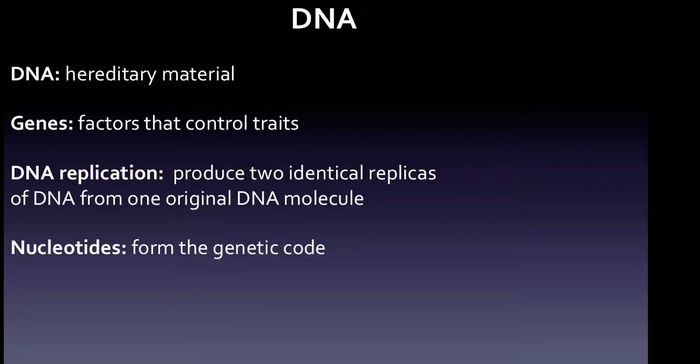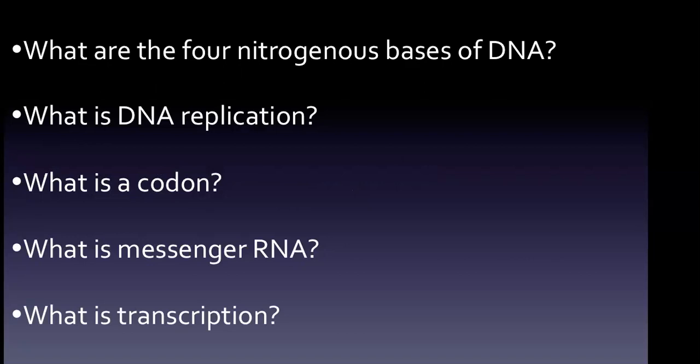All right, let's go back to our first screen here for DNA replication, which is the biological process of producing two identical replicas of DNA from one original DNA molecule. This process occurs in all living organisms and is the basis for biological inheritance. DNA replication, second question, right? What is DNA replication?